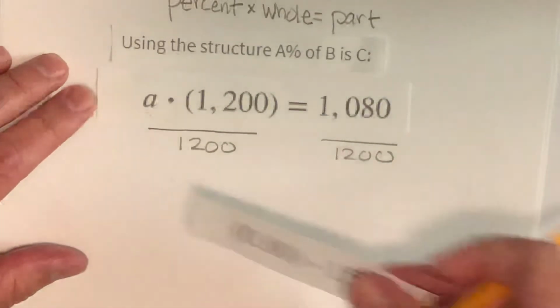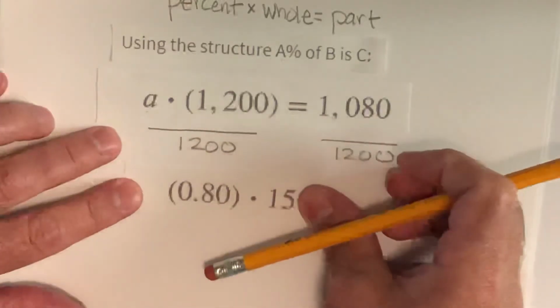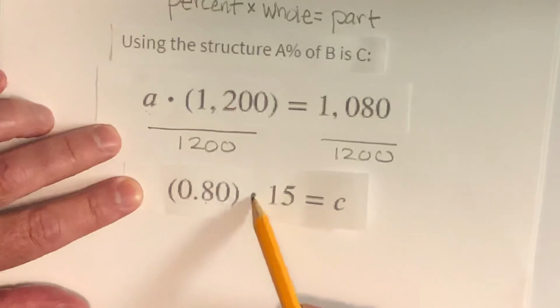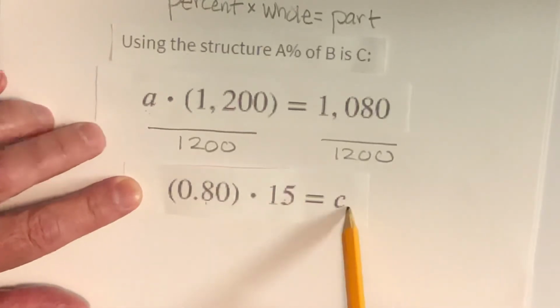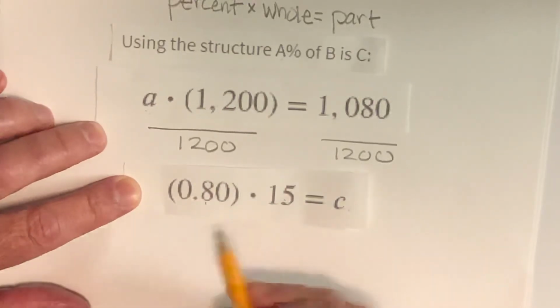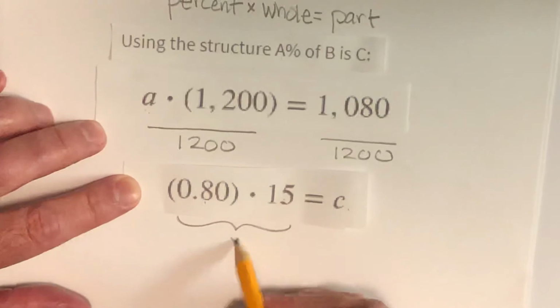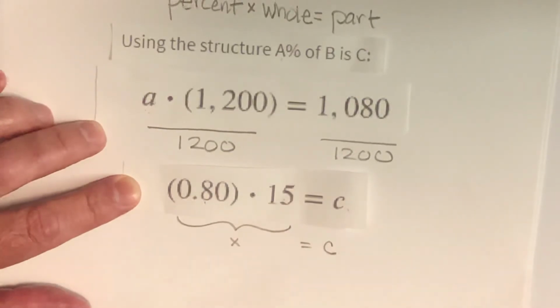Now, by contrast, in this situation, I've got the percent, I've got the whole. What I don't have is the part. So I would simply need to multiply these two values, 85 hundredths times 15, to get C.